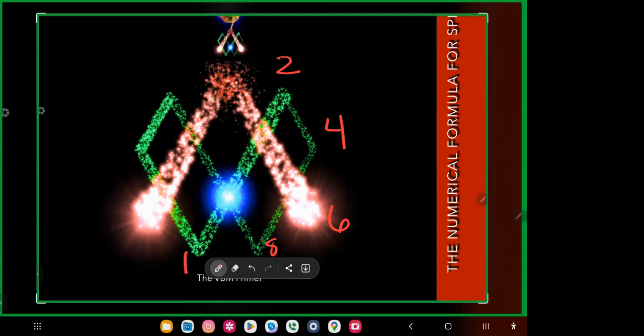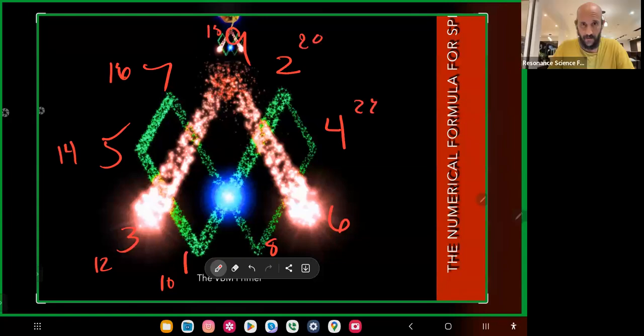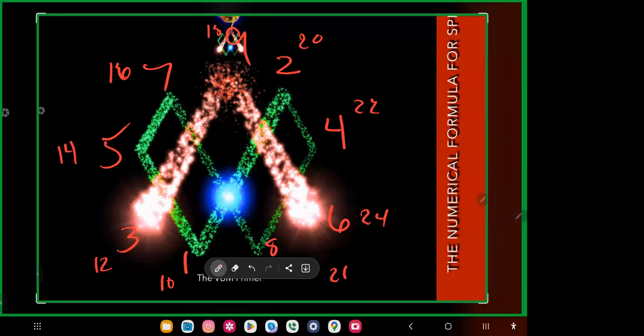10, which equals a 1. 12, which equals a 3. It'll be 2, 4, 6, 8, 1, 3, 5, 7, 9. Because that's 2, 4, 6, 8, 10, 12, 14, 16, 18, 20, 22, 24, 26. What we're doing is the table of 2. But it always reduces to that pattern, 2, 4, 6, 8, 1, 3, 5, 7, 9.